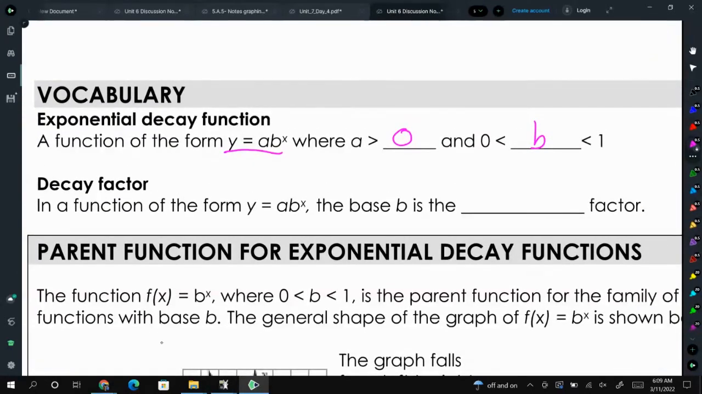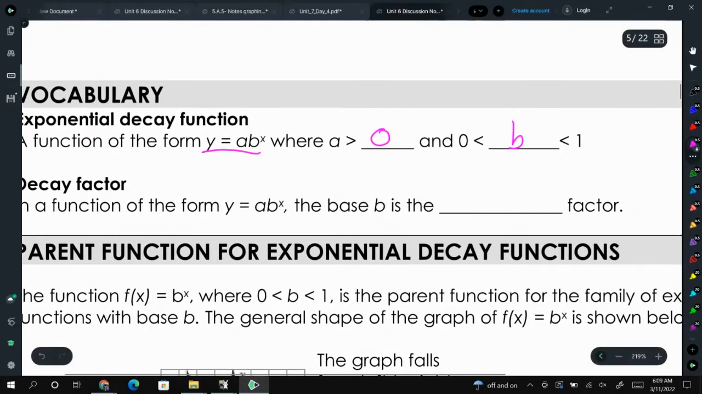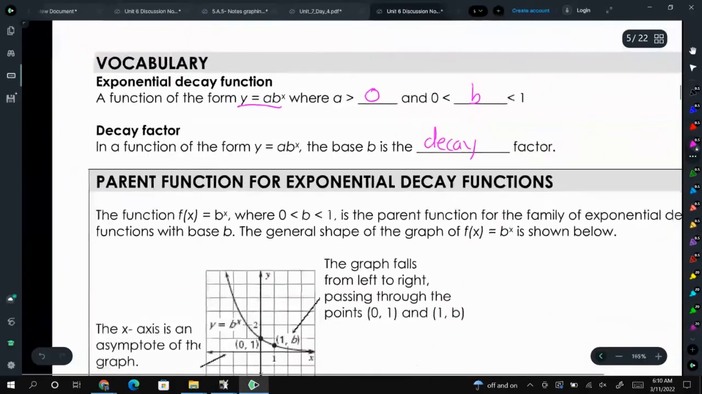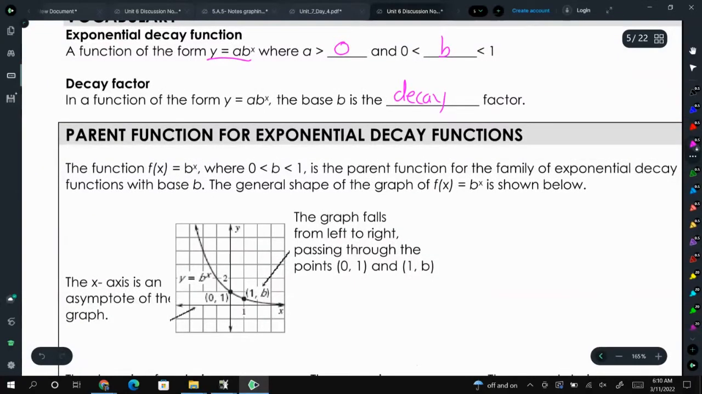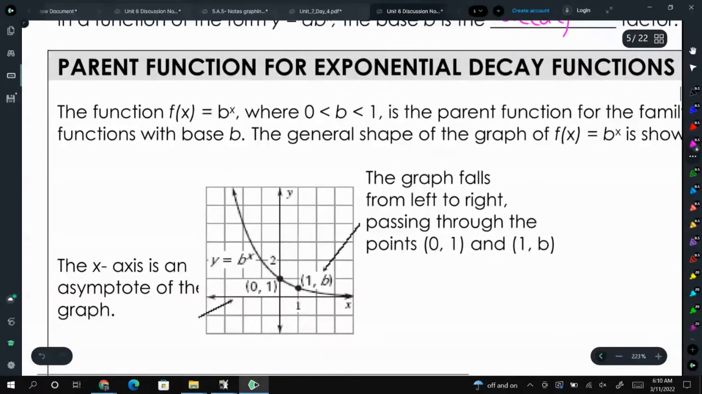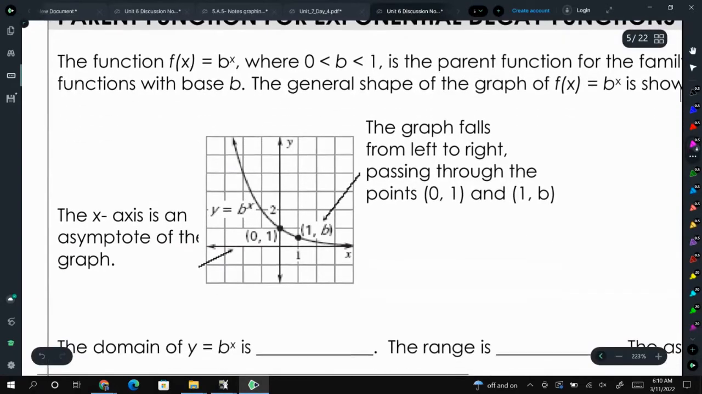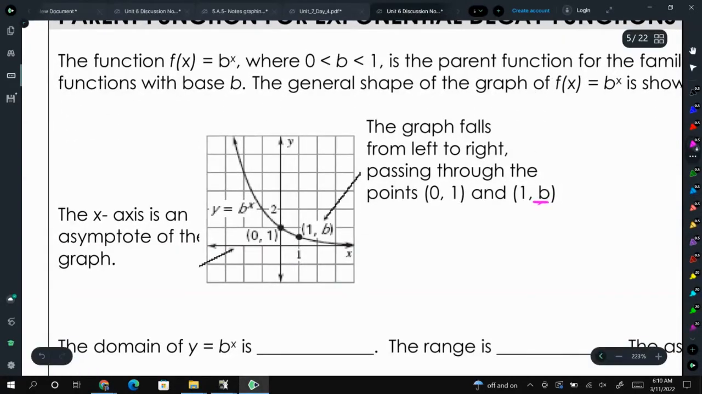So in a function of the form y equals a times b to the x, the base b is the decay factor. Now, graphing exponential decay functions is going to be done the exact same way as we graphed exponential growth functions. So all of these exponential functions are graphed exactly the same way. The only difference is that our b value here is going to be a number between 0 and 1.